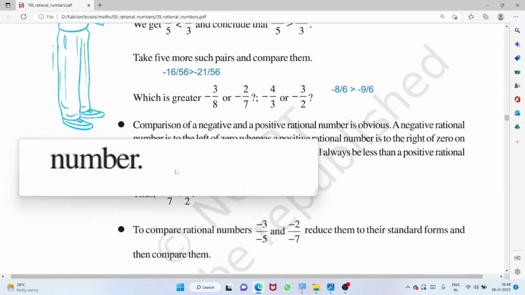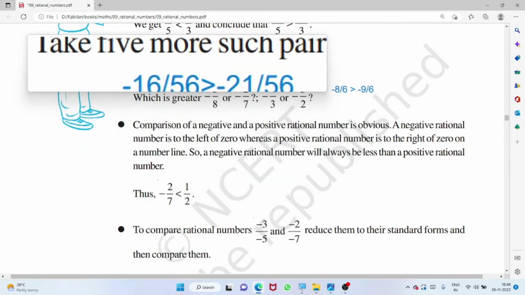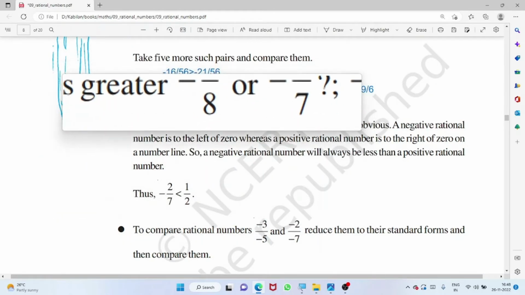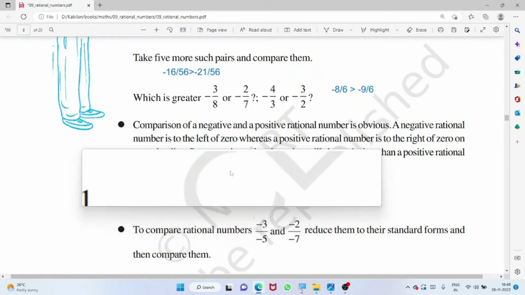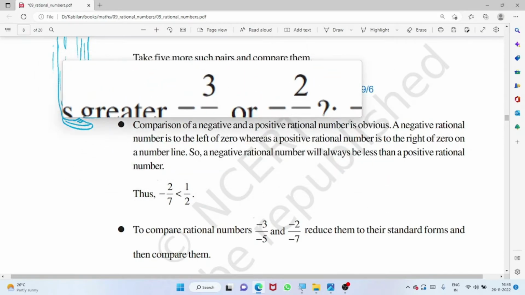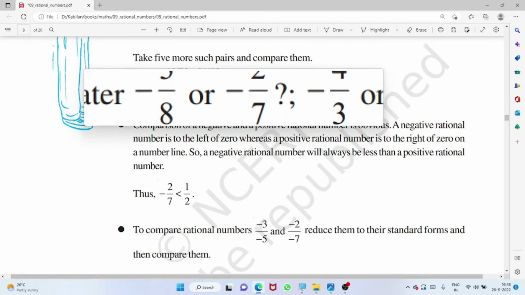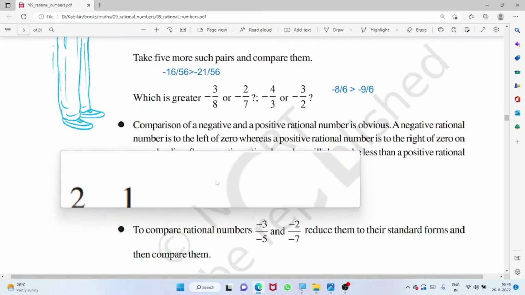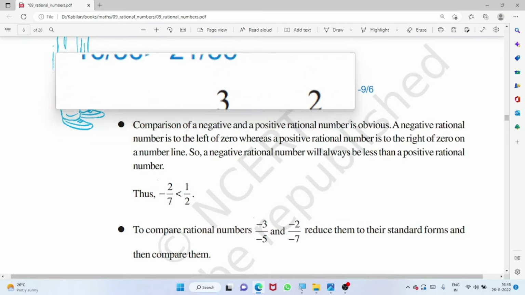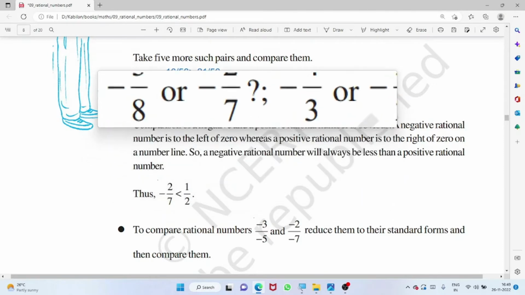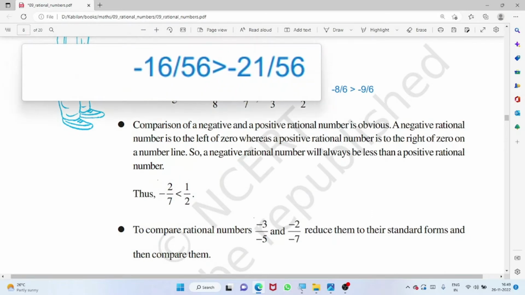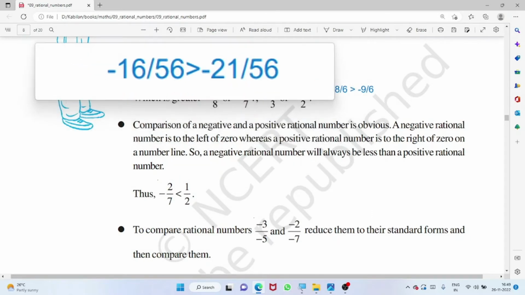Okay, here, which is greater between these two? This 56 is the LCM. So with LCM 56, minus 3 by 8 will become 3 into 7, minus 21 by 56. Okay, then minus 2 by 7 will become minus 16 by 56. So minus 16 by 56 is greater than minus 21 by 56, because this is a negative number, so this is greater than this.